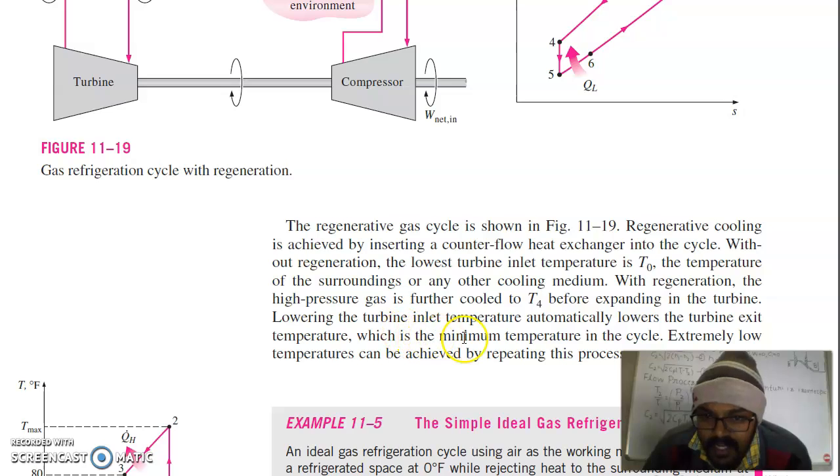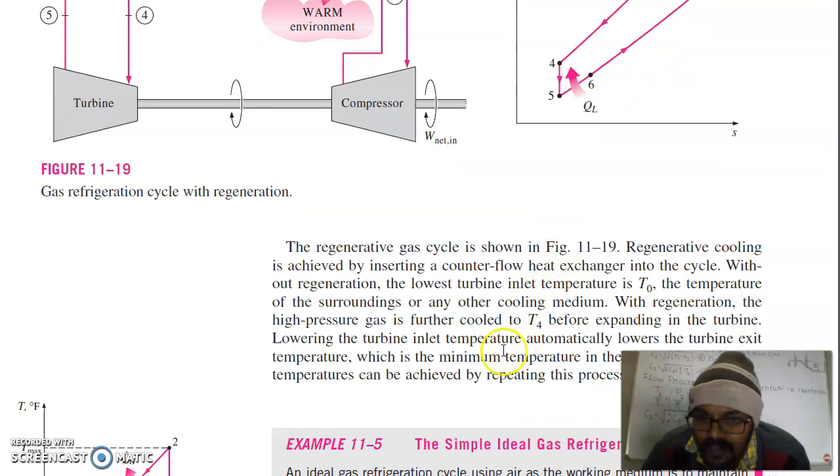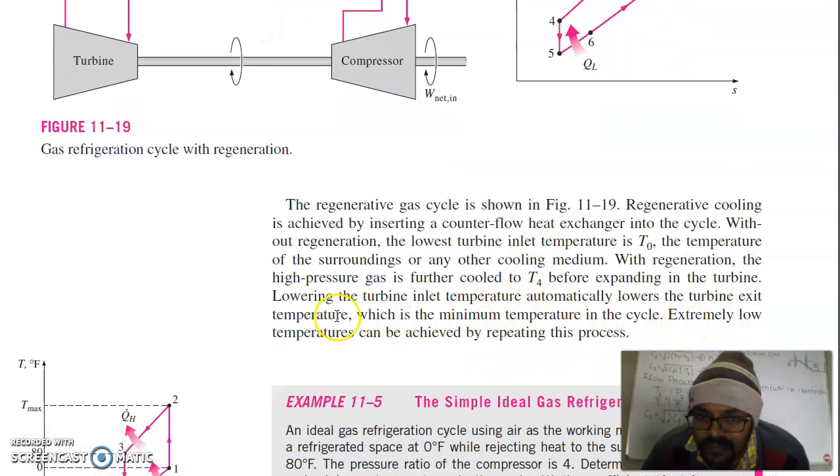So lowering the turbine inlet temperature automatically lowers the turbine exit temperature, which is the minimum temperature in the cycle. If we lower the turbine inlet temperature from 3 to 4, then 5 will be further decreased, which is the minimum temperature in the cycle. Extremely low temperatures can be achieved by repeating this process. So this is up to here the gas refrigeration cycle.